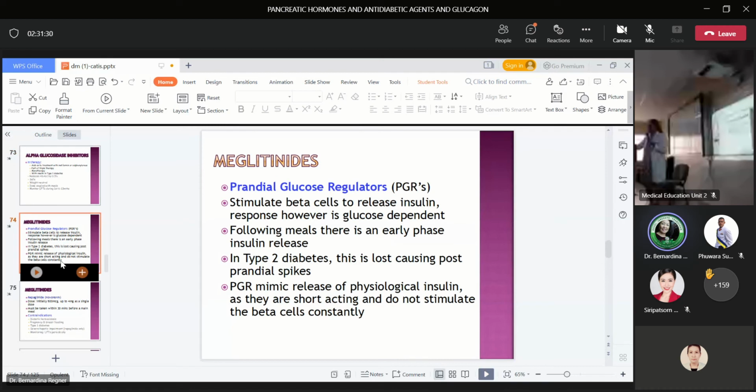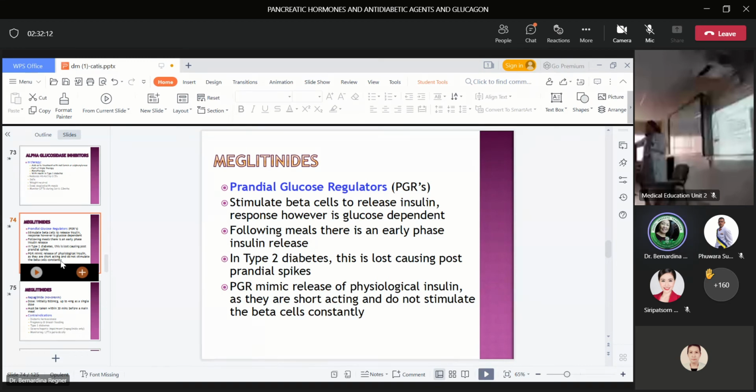Next group are your meglitinides. Prandial glucose regulators. It will stimulate beta cells to release insulin, stimulate beta cells to release insulin response. However, it is glucose dependent. Following meals, there is an early phase insulin release. In type 2 diabetes, this is lost causing postprandial spikes. PGRs can mimic release of physiological insulin as they are short-acting and do not stimulate the beta cells constantly.